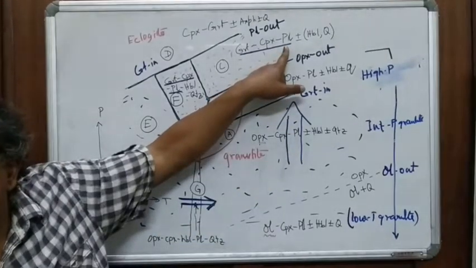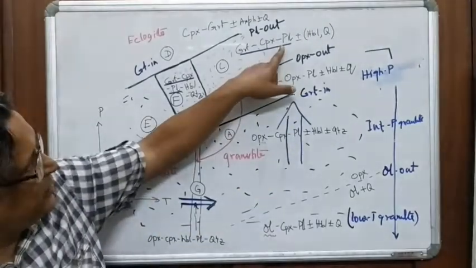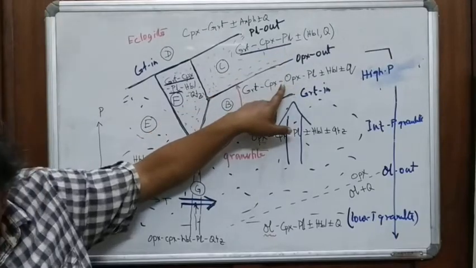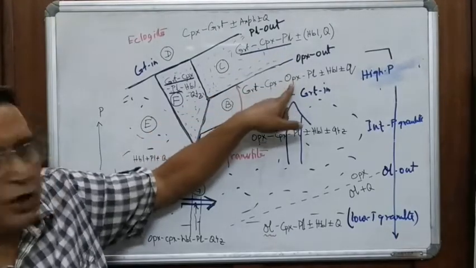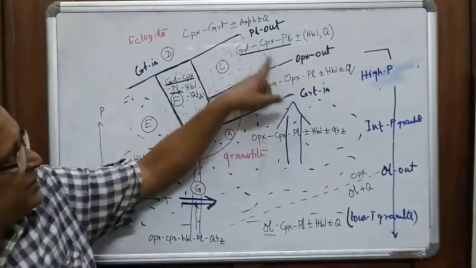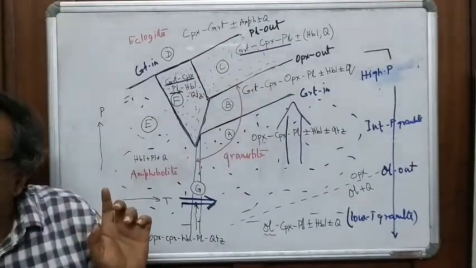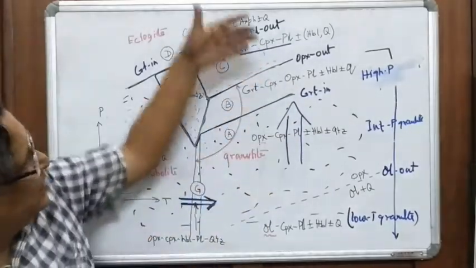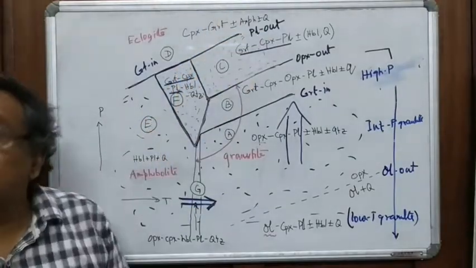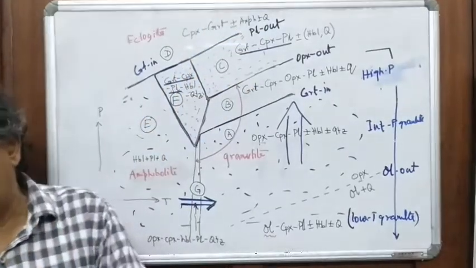Eclogite will have no plagioclase. How will you distinguish this from high pressure granulites? Orthopyroxene should be present in high pressure granulites. This will not be present in eclogite. Orthopyroxene will not be there in this phase. So those are the transitions that we will be looking at.